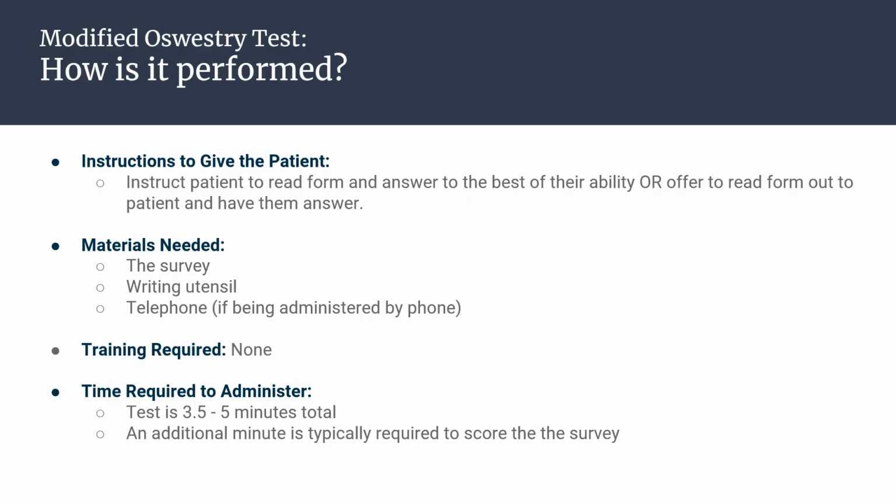So how is it performed? The instructions are to instruct the patient to read from the form and answer to the best of their ability, or to offer to read the form to them and have them answer it out loud. The materials needed are the survey, the writing utensil, or a telephone if it is being administered over the phone. There's no training required, and the time required to administer the test is 3.5 to 5 minutes total. An additional minute is typically required to score the survey.